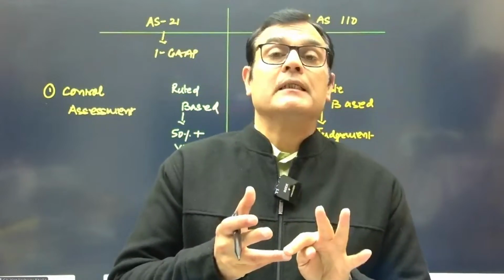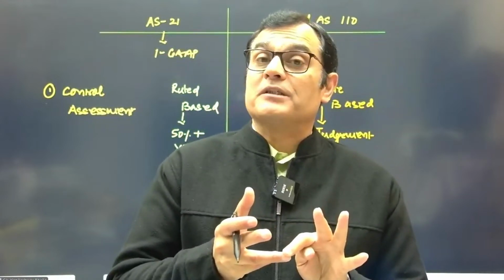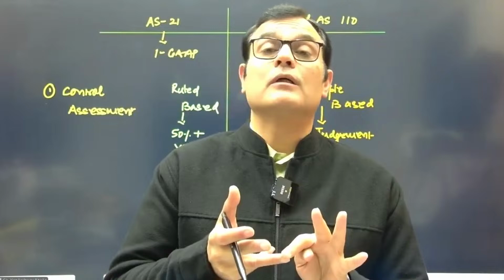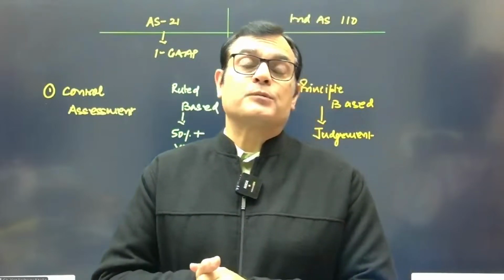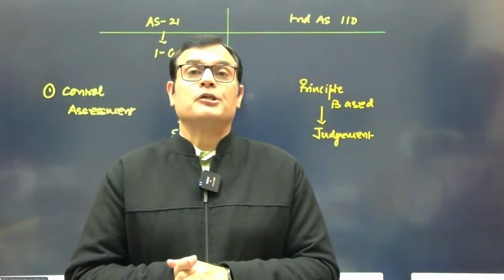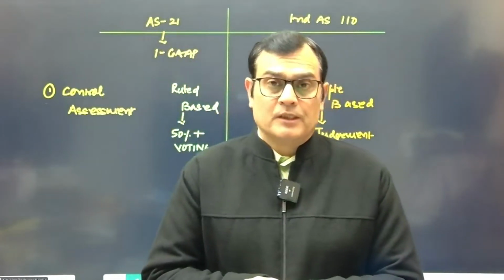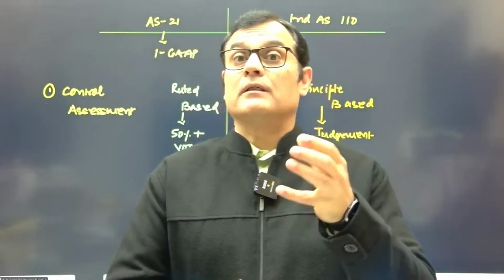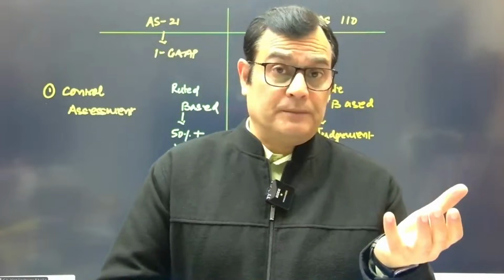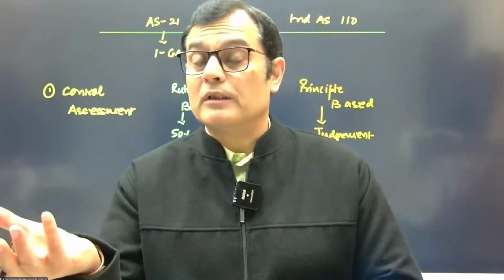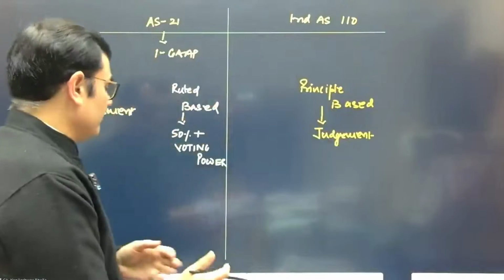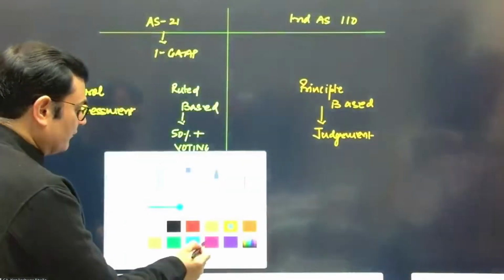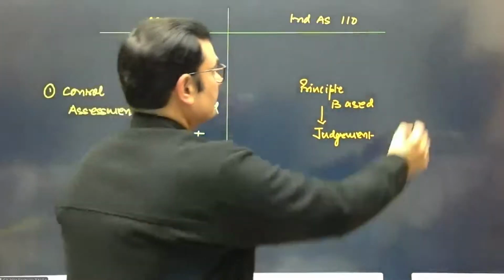Is there a possibility that you've got less than 50% stake and still you get a control? Yes. That means the judgment-based assessment could lead to some very interesting results. So we can say that there could be a control even if it is below 50. There may not be a control even if it is more than 50. And this also gives rise to a very interesting level of discussions as well.